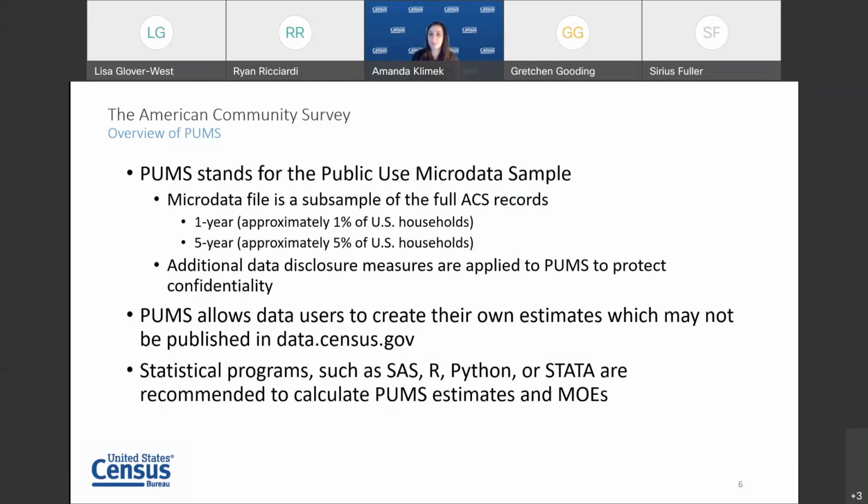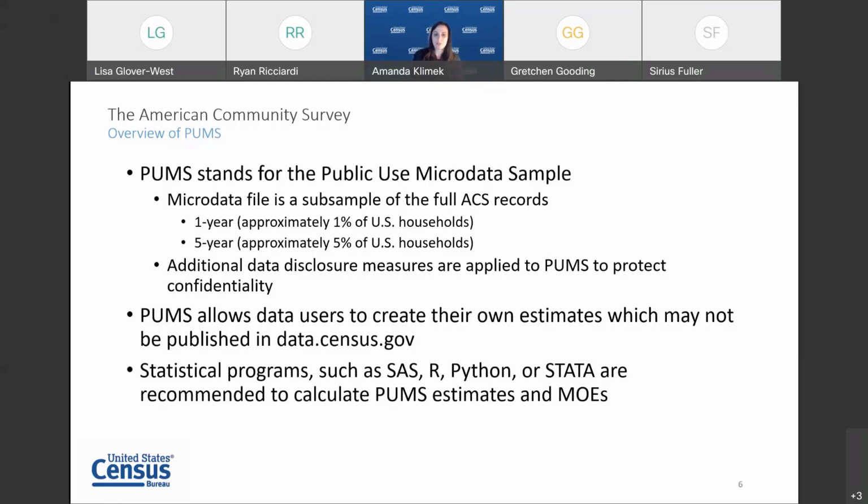1-year PUMS estimates are a subsample of data collected over a calendar year and constitute approximately 1% of all U.S. households in total, whereas the 5-year PUMS combines data collected over 60 months and constitutes approximately 5% of all U.S. households. Additional restrictions are added to protect the data, such as including broader categories of data or grouping together extreme values in the form of top and bottom coding.